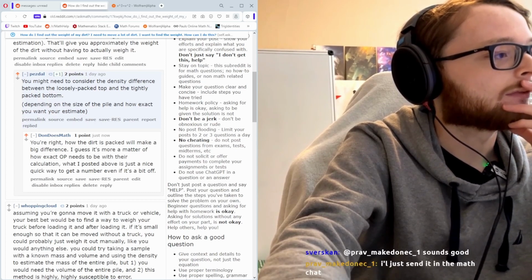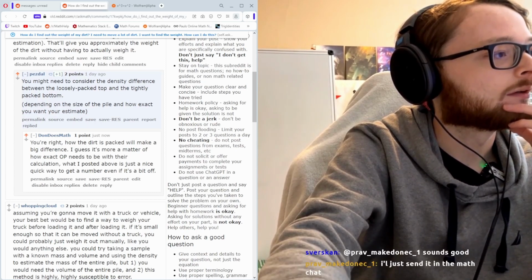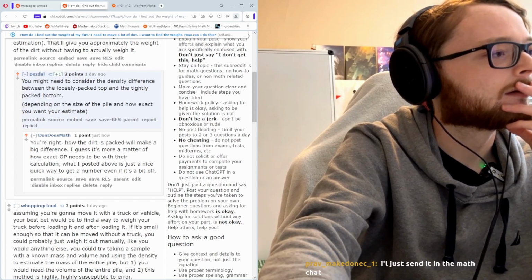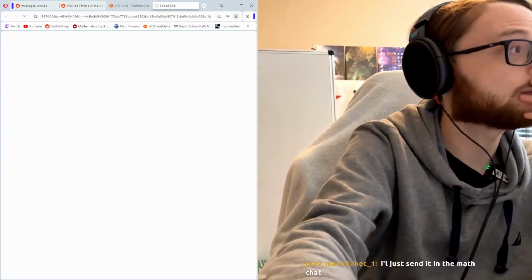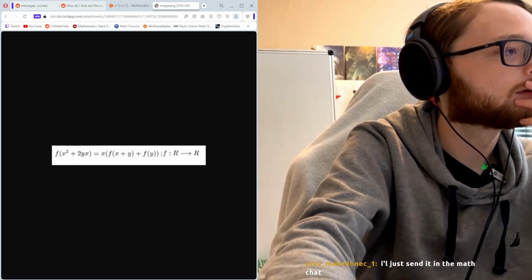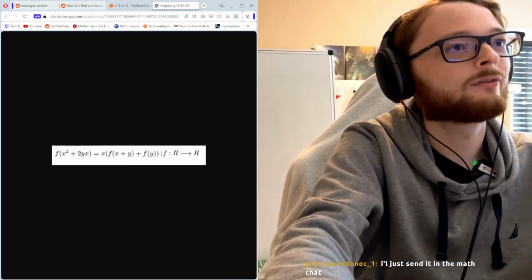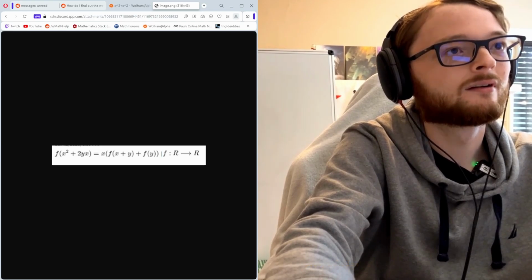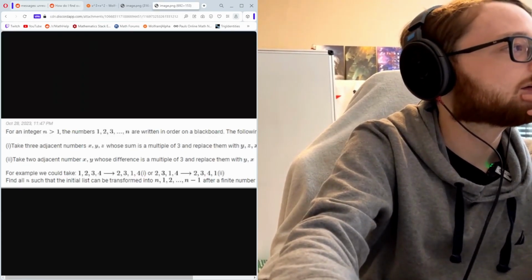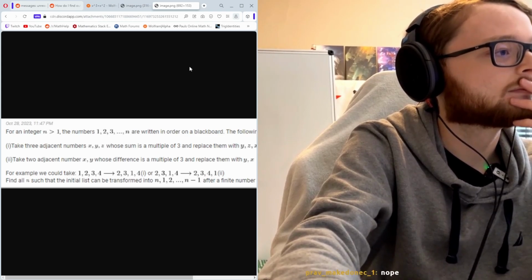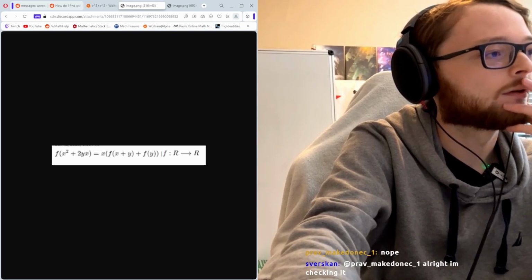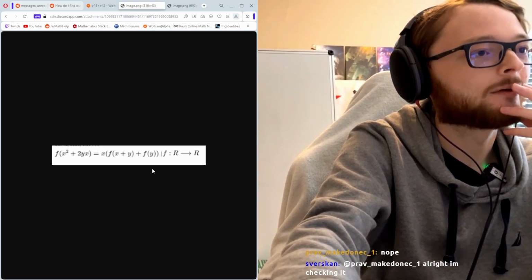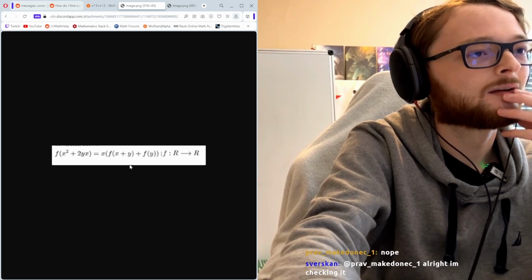Find every function that satisfies the following. Is this the combinatorics one? Doesn't look like combinatorics, unless maybe it involves it in the calculations. Oh, maybe this other one is? So for this first one, find every function that satisfies the following.